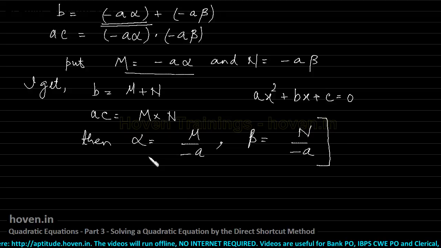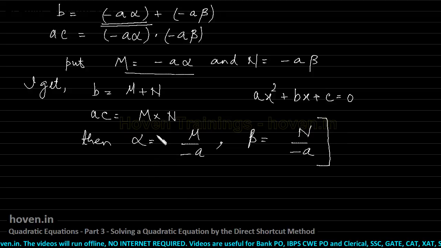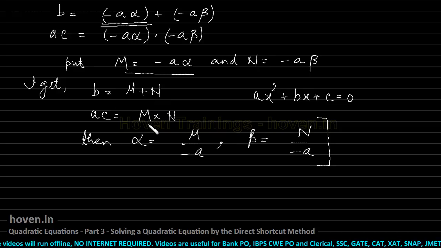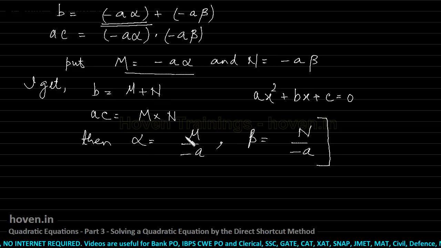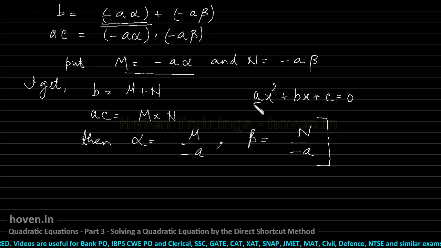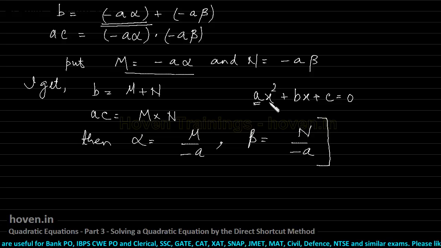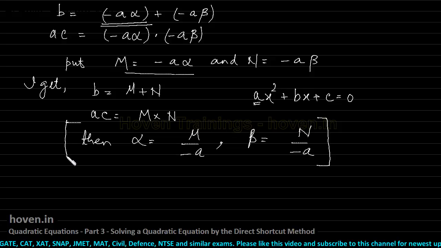So how do you solve a quadratic equation? You have to find two numbers which can be added to get B, which can be multiplied to get AC. Then the roots will be M by minus A and N by minus A. The coefficient of x square divides each number, and a minus sign is applied. So this I will now take up with a practical example.